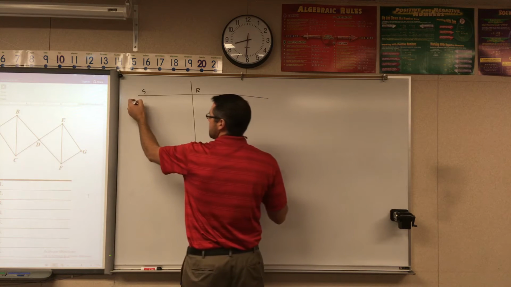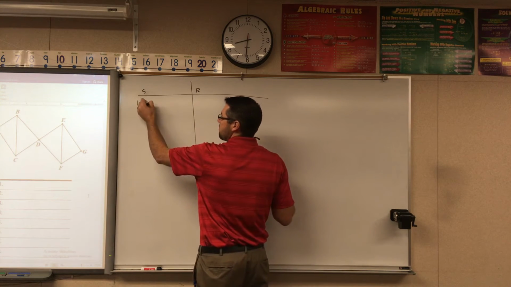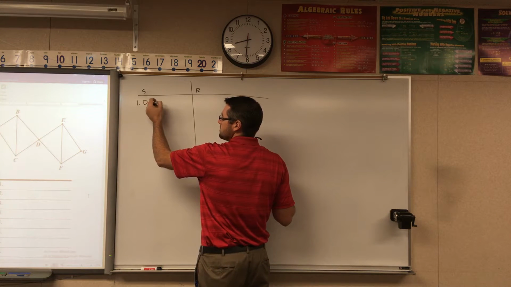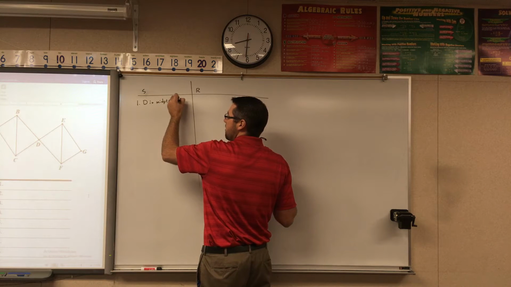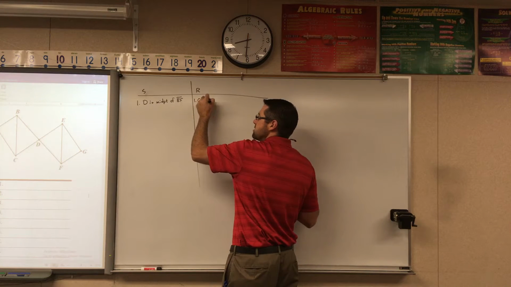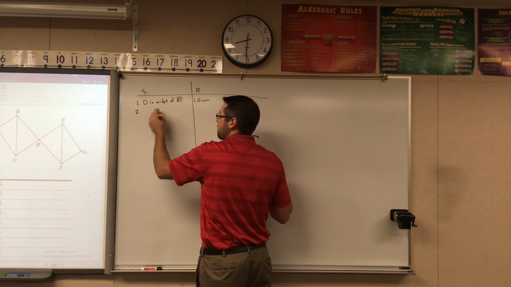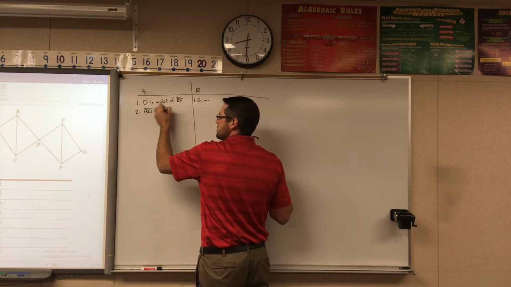So what do you think the first step is? Okay. Now, I even broke that down into 2 separate statements. D is the midpoint of BF. Why? Given. Okay. If D is the midpoint of BF, what do you know? BD is congruent to DF because?